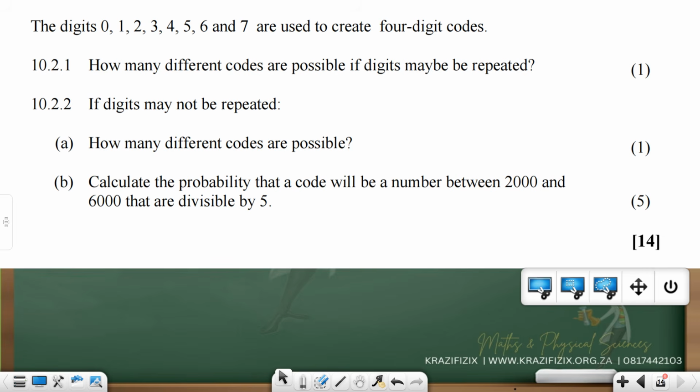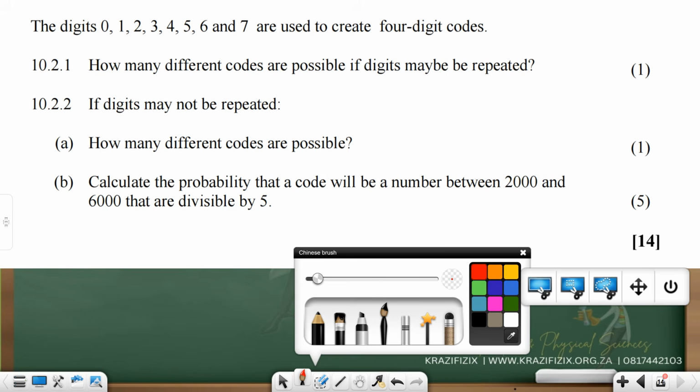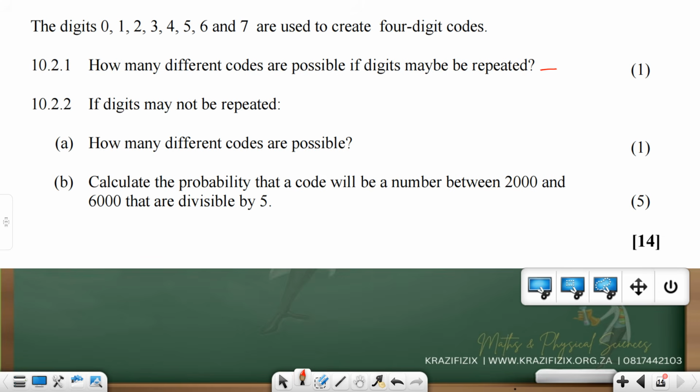Can we share answers? I want us to have an interactive session on this one. How many codes? It's a 4-digit code, right? So if it's a 4-digit code, 1, 2, 3, 4. You are all wrong. You are saying 7 factorial. No. So how many numbers are possible in the first part? There are 8 digits, right?